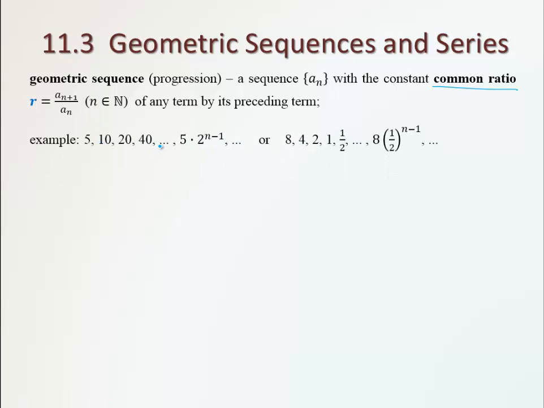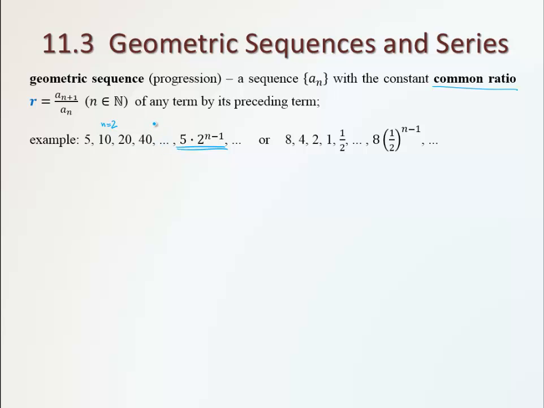Here we have some examples of geometric sequence. The first one is 5, 10, 20, 40, and we could generalize this pattern as 5 times some power of 2. For example, if n is 2, then we have 5 times 2 to the 1, so it's just 5 times 2, which is 10. If n is 3, then we have 5 times 2 to the 2, which is 5 times 4, so it's 20, and so on. So this general term really works for the sequence.